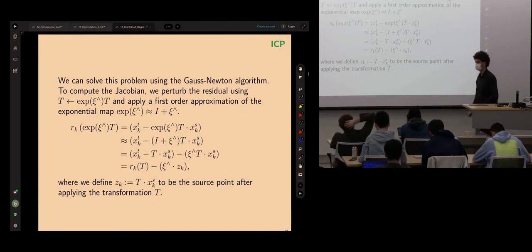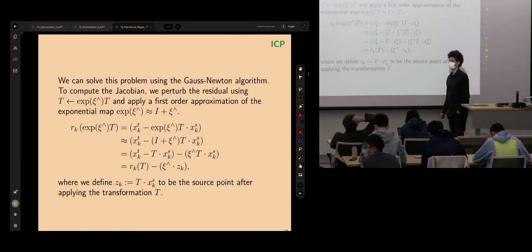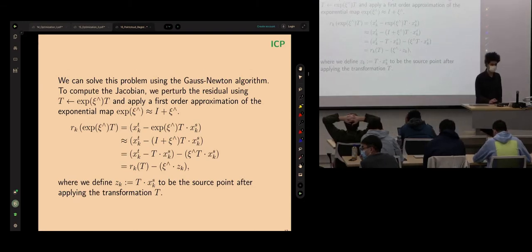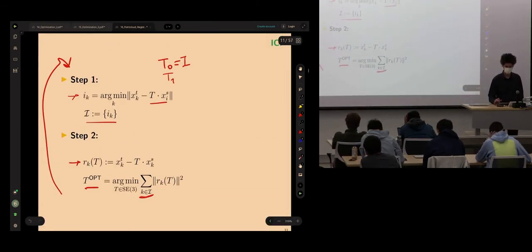You said that step 2 is computing the residual. So can you say again what step 1 is? Step 1 is finding the association, solving the association between two sets of points. This is I, the set of indices.